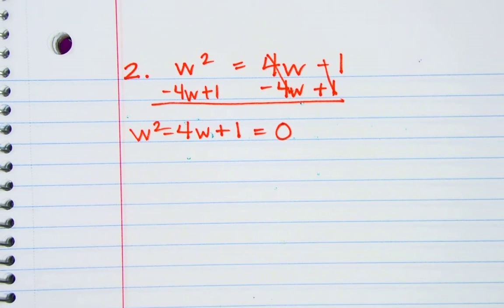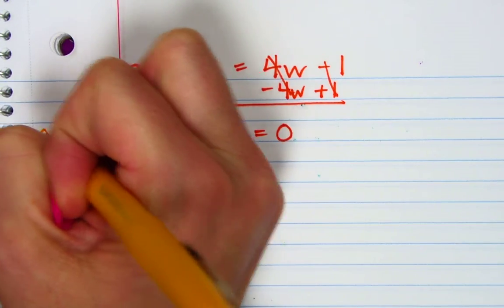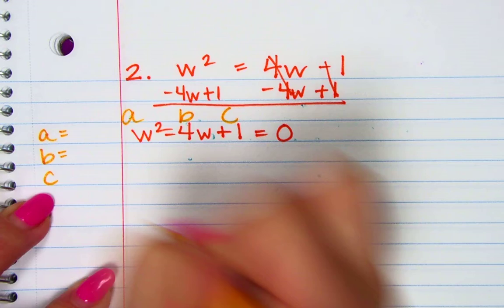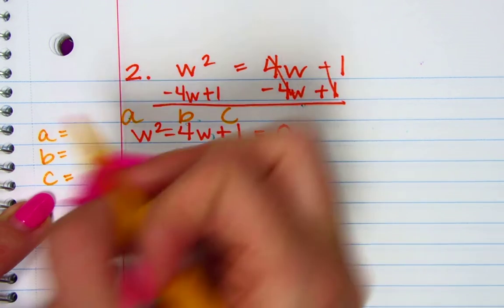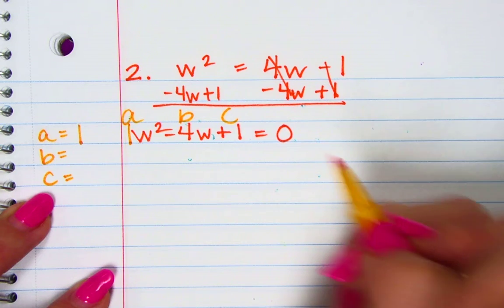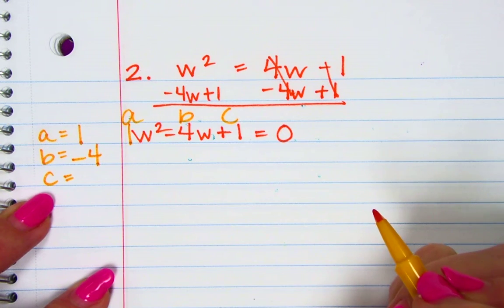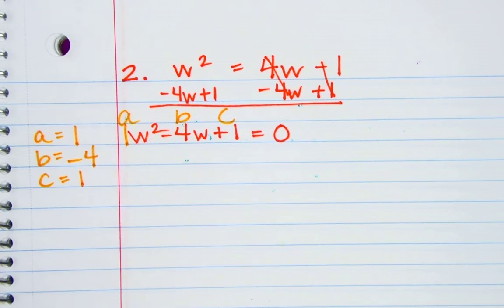Now our second step is going to be label our a, b, and c. Michael, can you tell me what A is? 1, right? If there's nothing there, it's a 1. Marissa, what's B? Negative 4. Jasmine, what's C? 1. So 1, negative 4, and 1. Good. So far, so good. We got them labeled. Now we're going to plug them in.